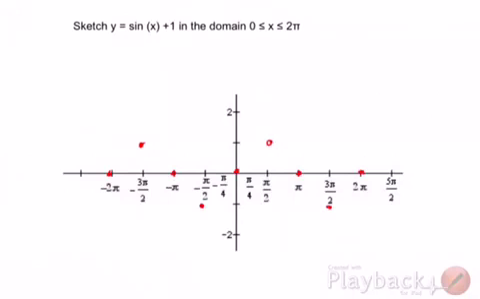I want every point to move up one place. So my new graph is going to start at 1, and it's going to go up as far as 2. My pi is normally going to intersect at 0, so that's now going to intersect at 1. My 3 pi over 2 normally hits negative 1. It's not going to go that far. This time it's going to go to 0. And my 2 pi normally hits 0, so it's going to hit 1. And I only need that domain, so that's all I need to do. That's my y is equal to sine x plus 1.